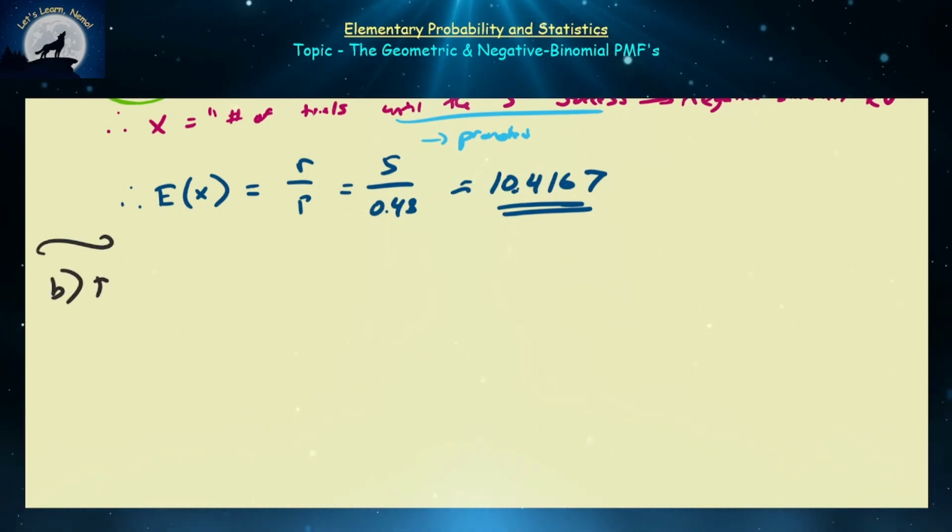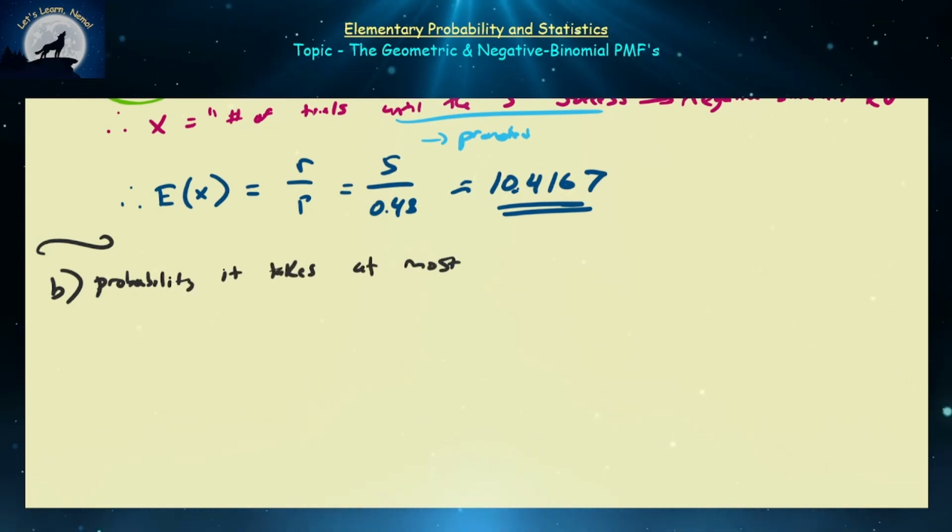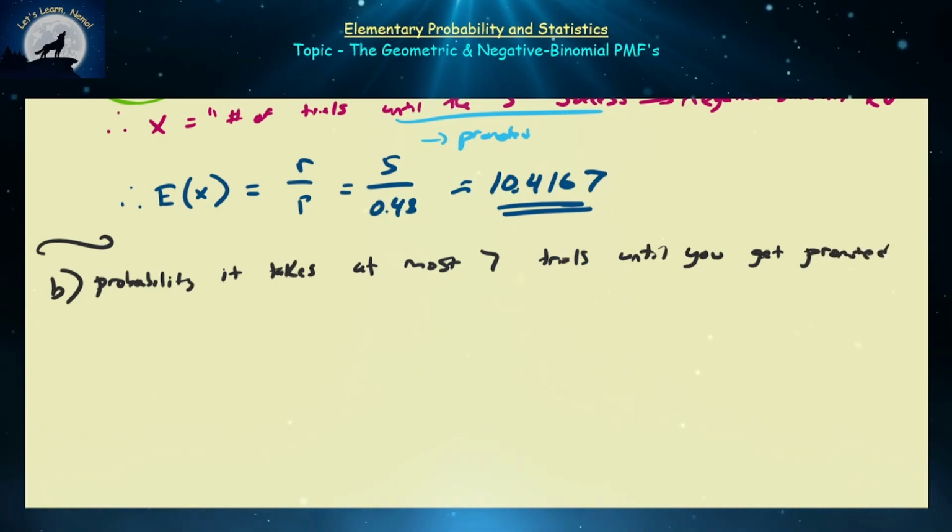So let's actually do one more problem. Let's do a probability problem. So what is the probability it takes at most 7 trials until you get promoted? Actually, no, we only need to say this until you get promoted.